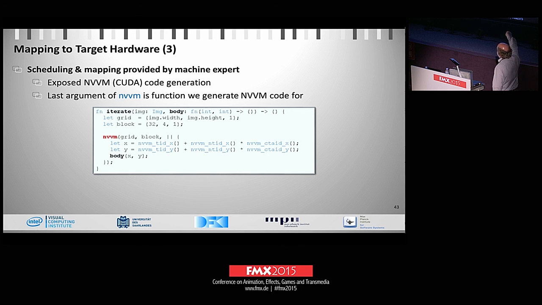And then again, because we know our backends, we give you a way of generating CUDA code, or this NVVM low-level interface to the CUDA driver. This looks exactly like the normal CUDA introduction code. You simply get your index from the grid index, and again, then you call whatever has to be done per pixel. So that should be familiar. Whoever did CUDA, you just write this.